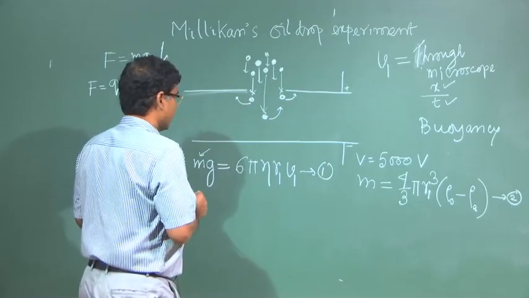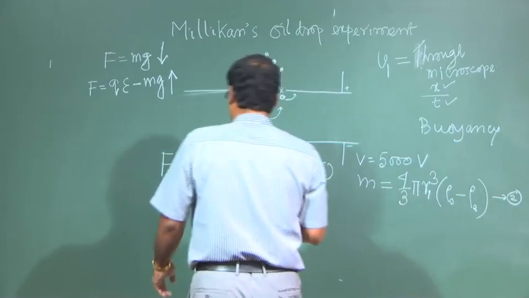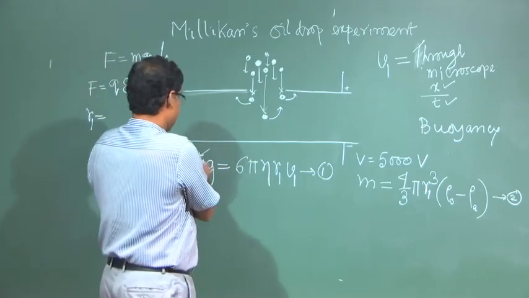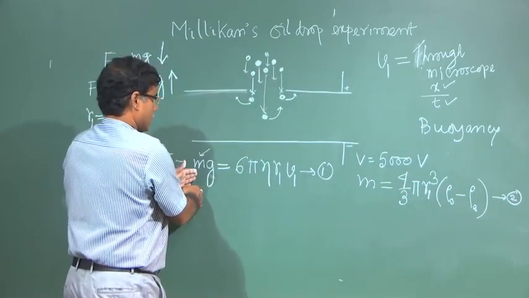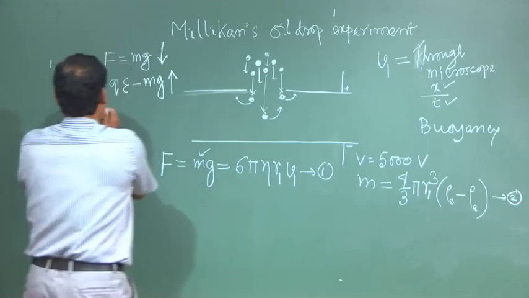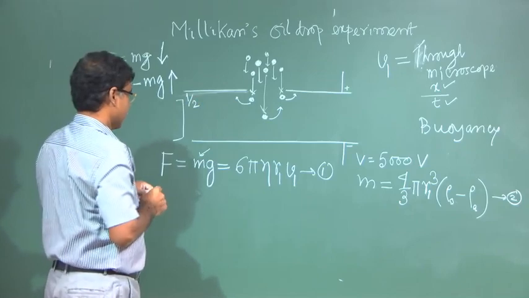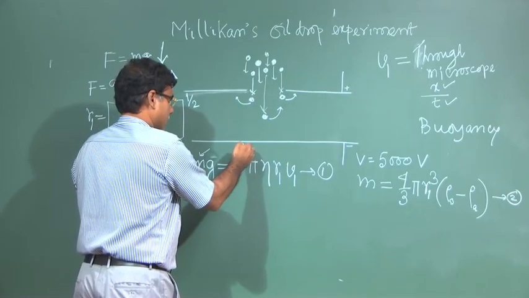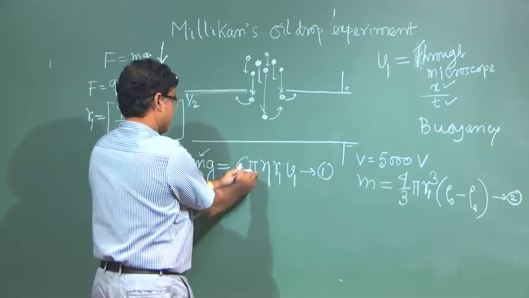R1 is not known to us, so I can write R1 equal to, if I replace this m by this, R cube on this side, and here R1, so R1 square. So R1 will be something in this bracket, to the power half. Now this side 6, this side 4 by 3, then 9 by 2. Then pi is there on this side, so that will go.